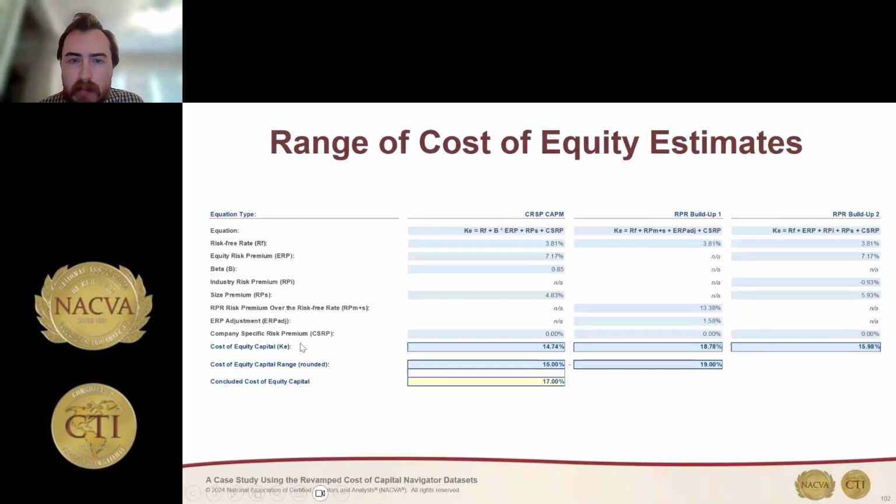And now if I advance here, we're just looking at what we saw before, the summary of the three different models we looked at, and then a concluded cost of equity of 17%.